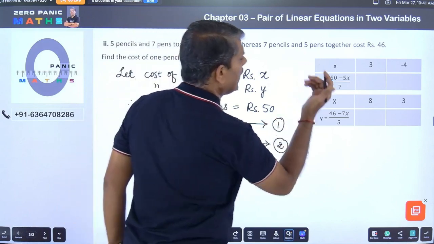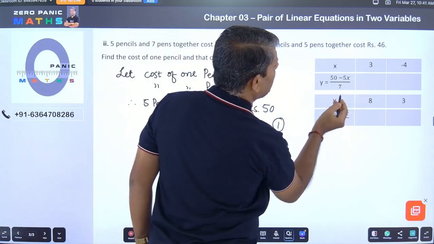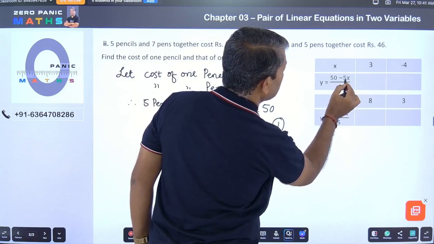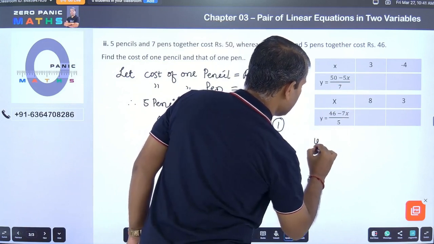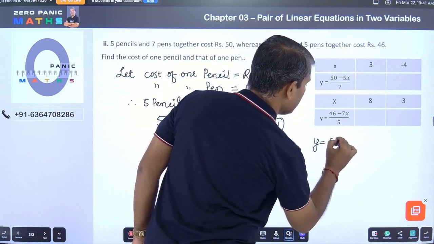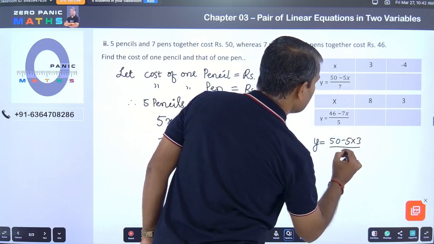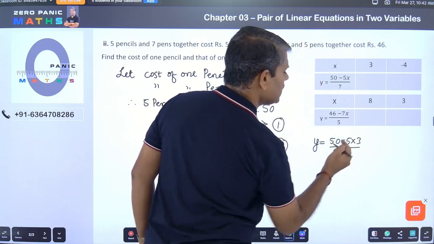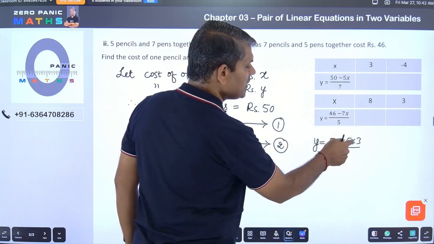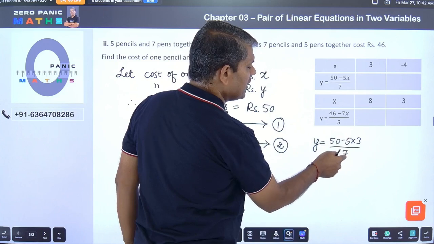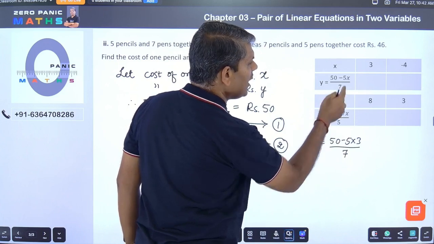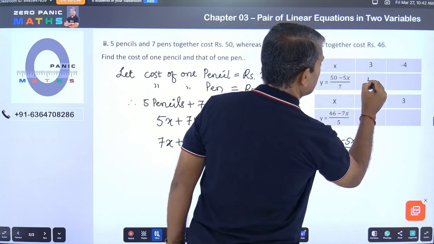Understood this? Okay, started. First 3, I'm taking 3 here. So if you put 3 here, what happens? Let me quickly write it here. 50 minus 5 into 3, divided by 7. What is 5 into 3? 15. 50 minus 15 is 35. 7 5s are 35. So it is 5.